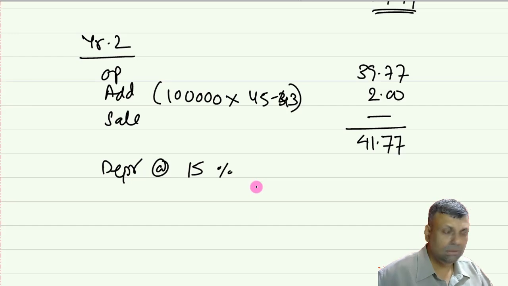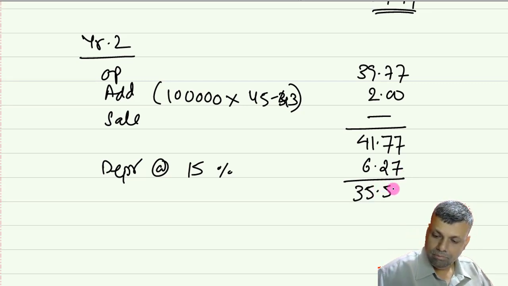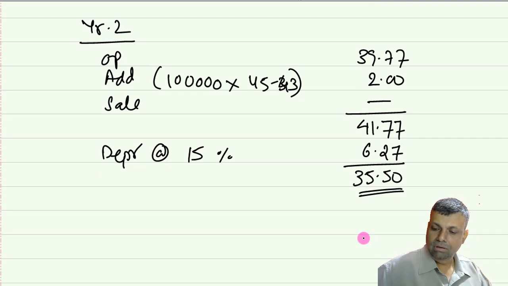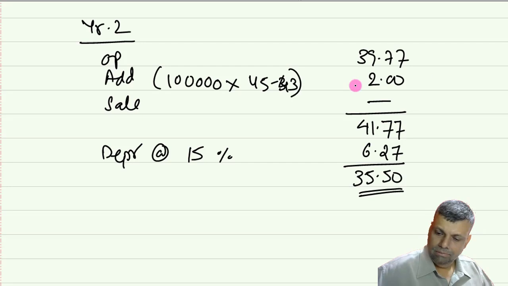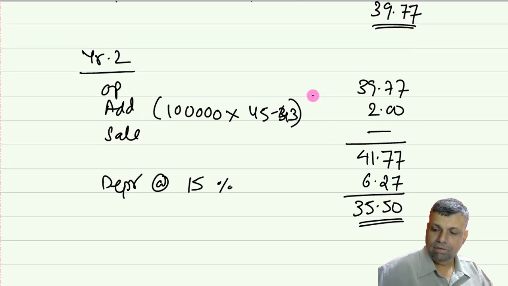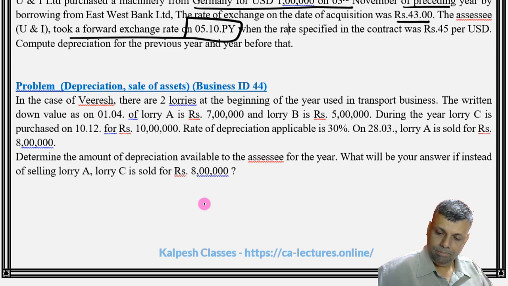So 15%, straight away take it as 6.27, 35.50. Just check the rounding of differences, if any. This is your adjustment to be done. This is also provided under section 43A of the Income Tax Act. However, I am not going into the technical details of those provisions. Reason being, it is very simple, no big deal whatsoever. So the answer is over. Update your answer fully.